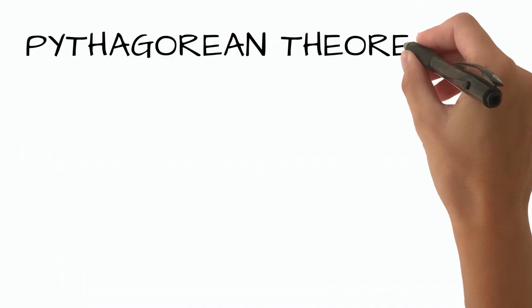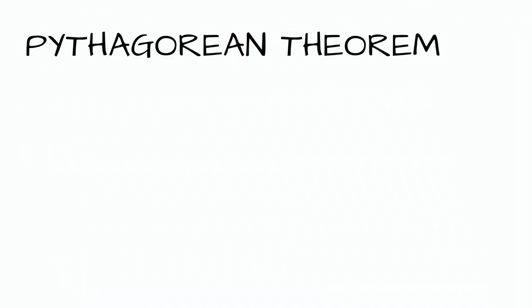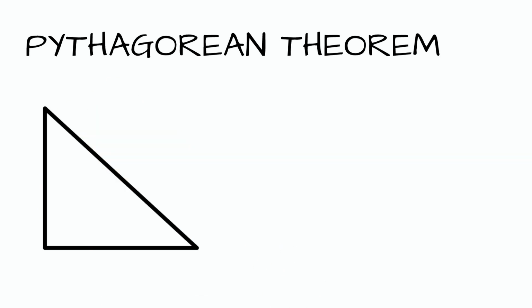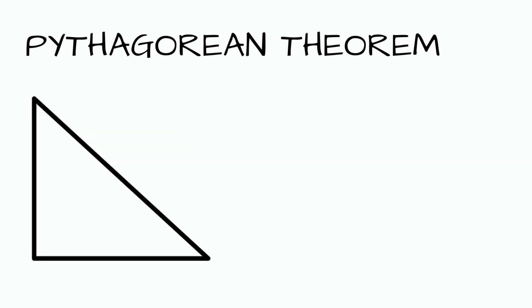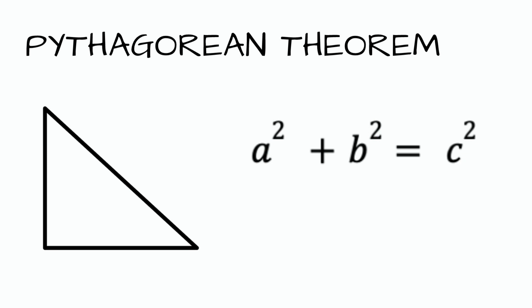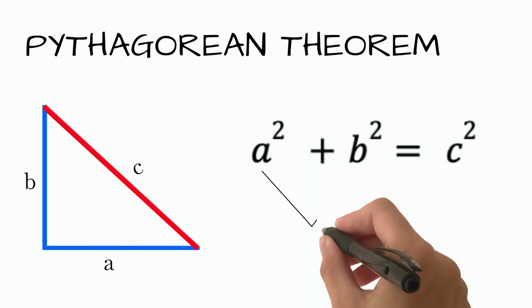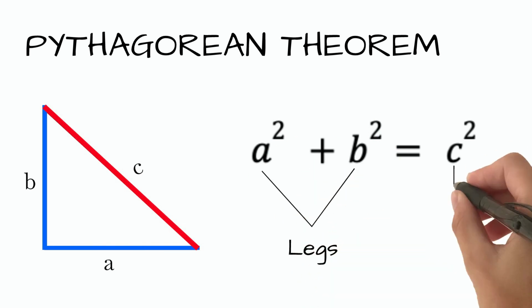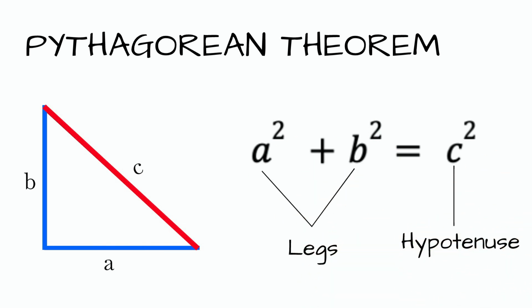The Pythagorean theorem explains the relationship between the sides of a right triangle. It tells us that for any right triangle, a squared plus b squared equals c squared, where a and b are the legs of the triangle and c is the hypotenuse. It is very important to note that this theorem only works for right triangles.